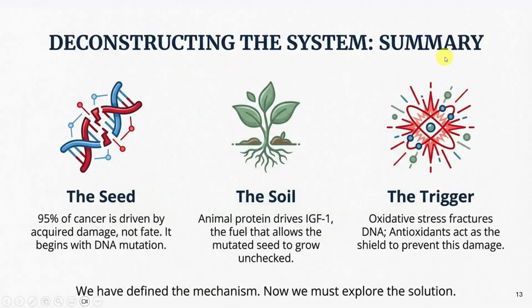So let's deconstruct the system. Okay, this is a little summary. So we have the seed here. 95% of cancer is driven by acquired damage through basically diet and lifestyle choices, not fate or just your genetics. Some people may be like, well, that means 5% is. Well, if 95% of something is within your control, isn't that good news, right? So how can we minimize it down to only 5%?